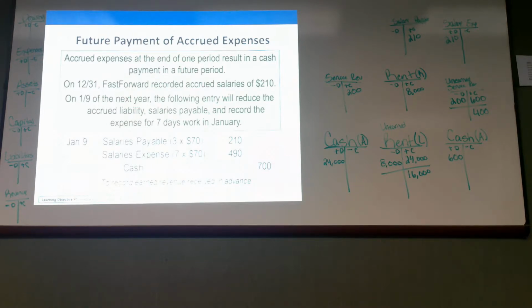Because we have to pay these people, right? So cash is going to go down simply because now we have how many days of pay?